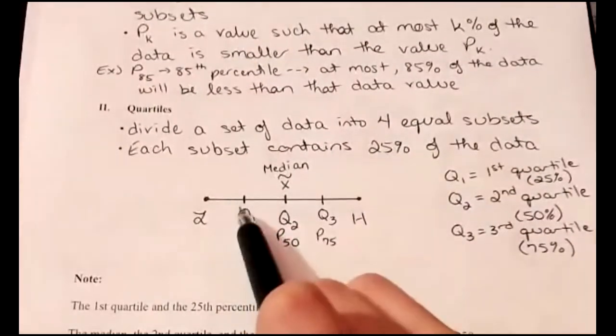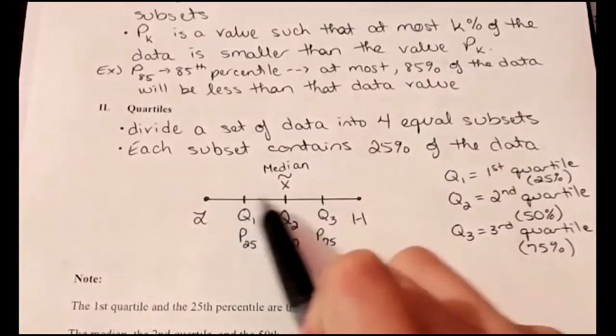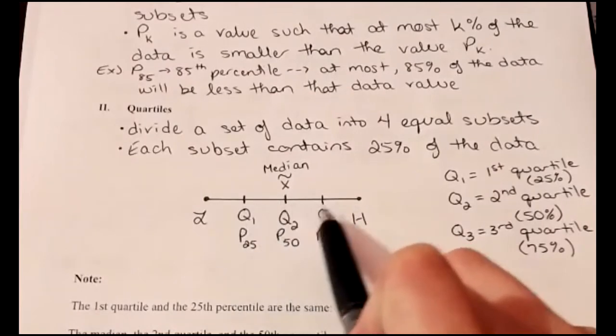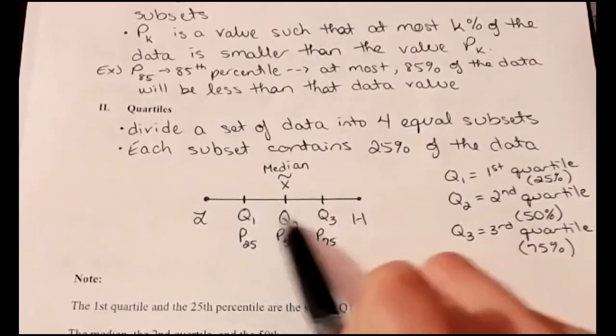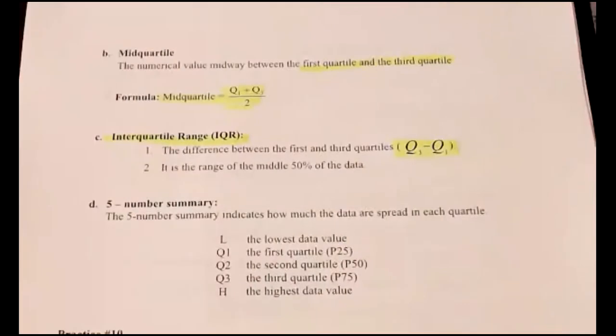Q3 to Q1, look at this range here. This represents the middle 50% of the data, since each of these blocks represents 25%. So 25%, another 25, another 25, and your last 25. So this middle piece here is 50. Good. And lastly, we have the 5-number summary.